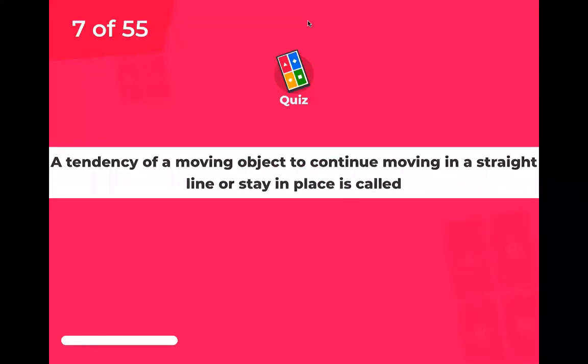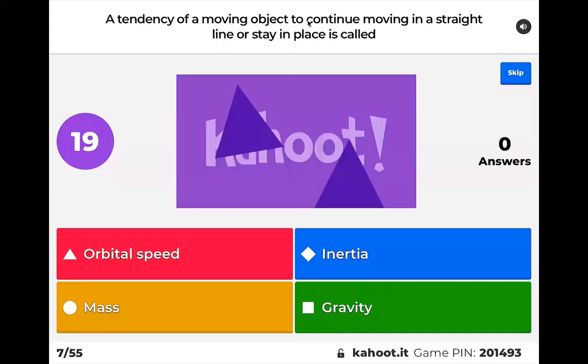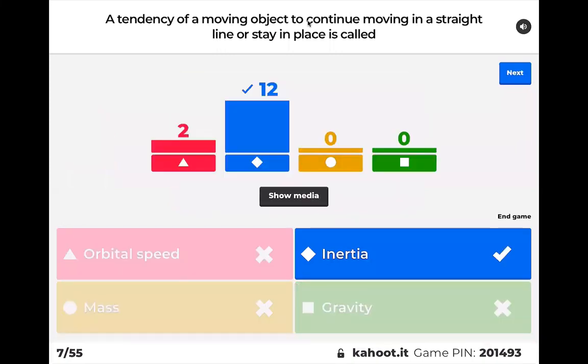A tendency of a moving object to continue moving in a straight line or stay in place is called orbital speed, mass, inertia, or gravity. No. Yes, it is inertia.